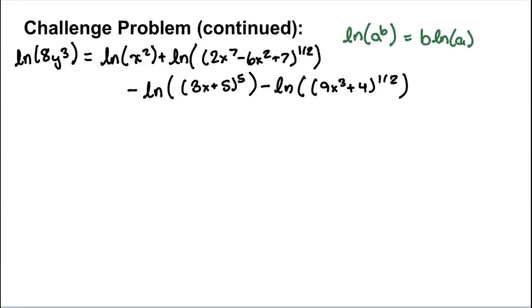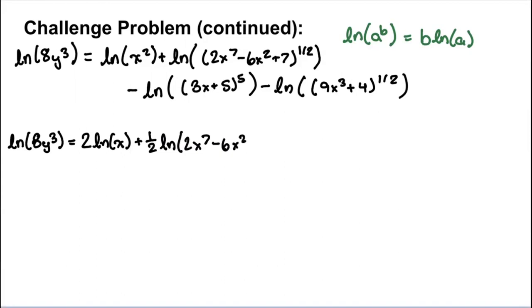So once again, this left-hand side is going to be the exact same. Ln of 8y cubed is going to be equal to 2 ln of x plus 1/2 ln of whatever was still in there. And that's actually why I pulled out the 1/2 instead of writing it as a radical, so that it's more readily apparent that I'm really pulling out this 1/2 and putting it in front. That's where the 1/2 came from.